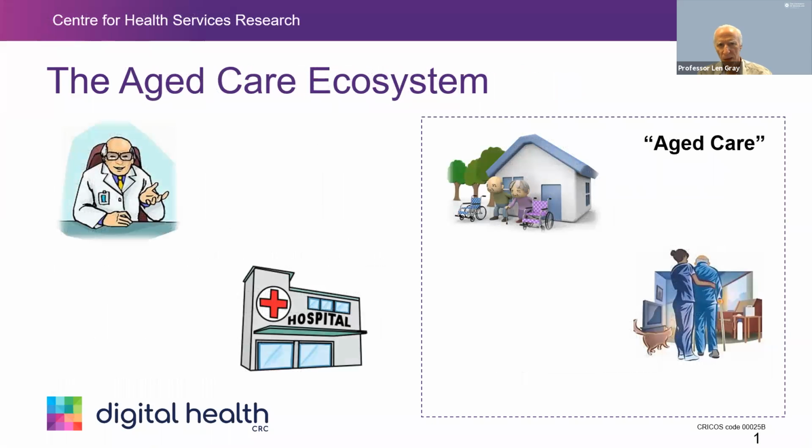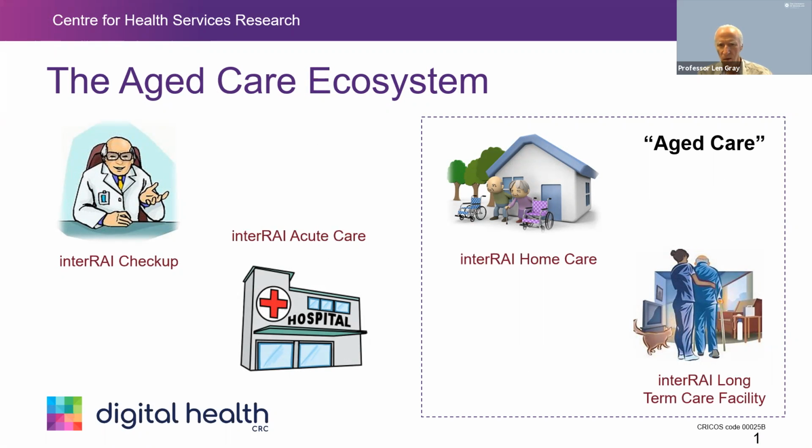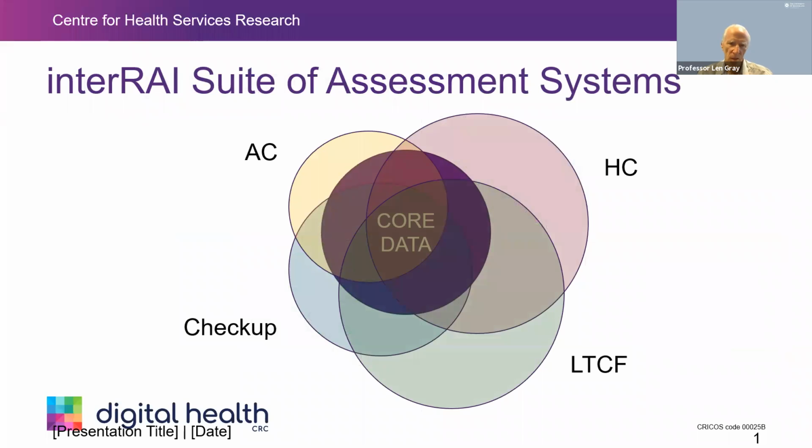So thinking about the aged care ecosystem, interRAI has built a whole lot of tool sets that would support this ecosystem. And these are the names of the various instruments that are used. And the way that the thing works is that, as this slide illustrates, there is a core data set where phenomena such as mobility, continence, cognitive function, mood, and so forth are recorded in exactly the same way with the same data elements in every setting in which an assessment is conducted.